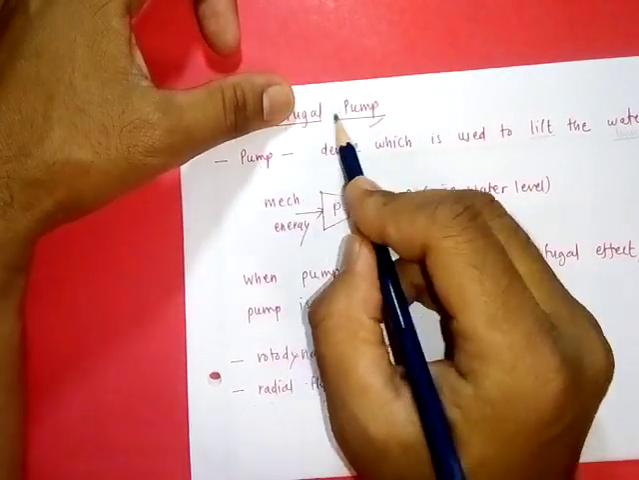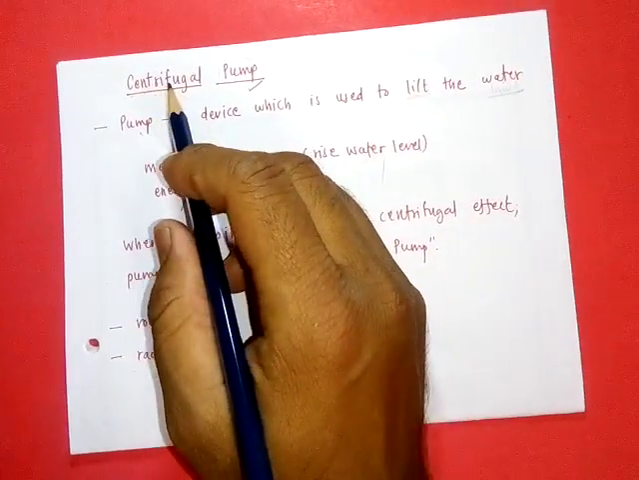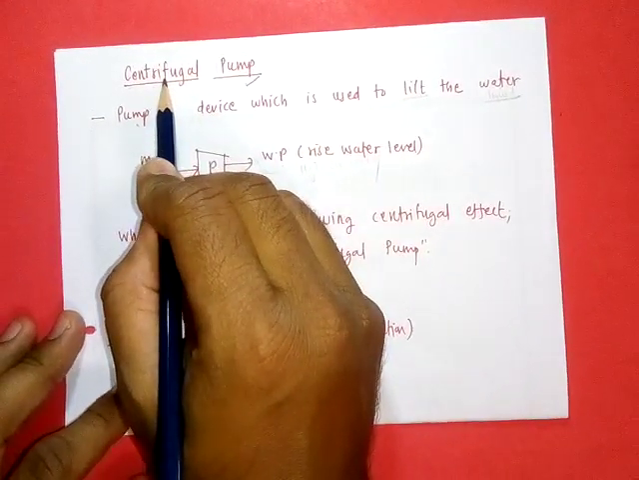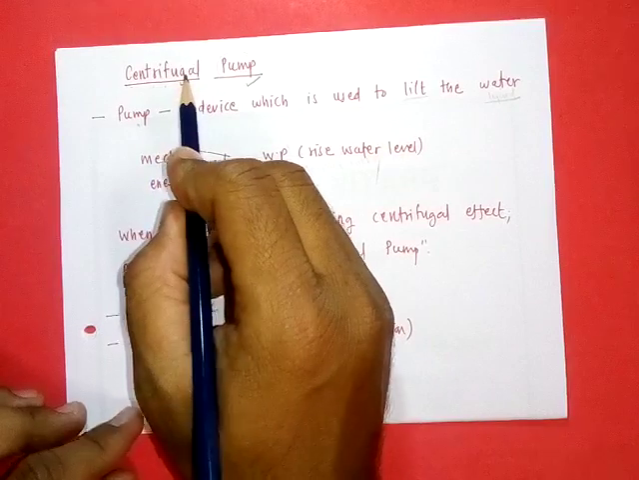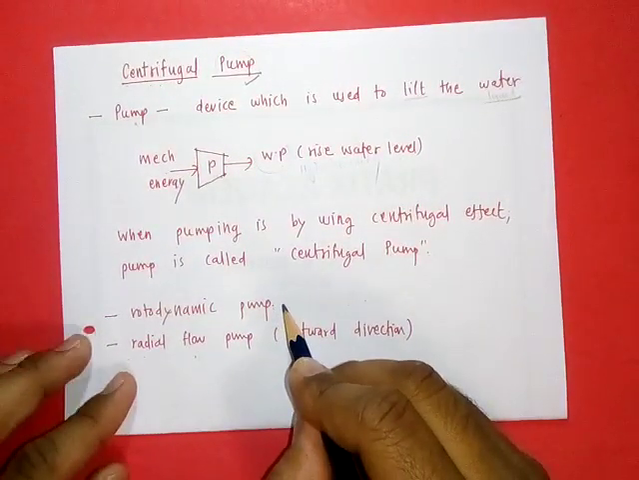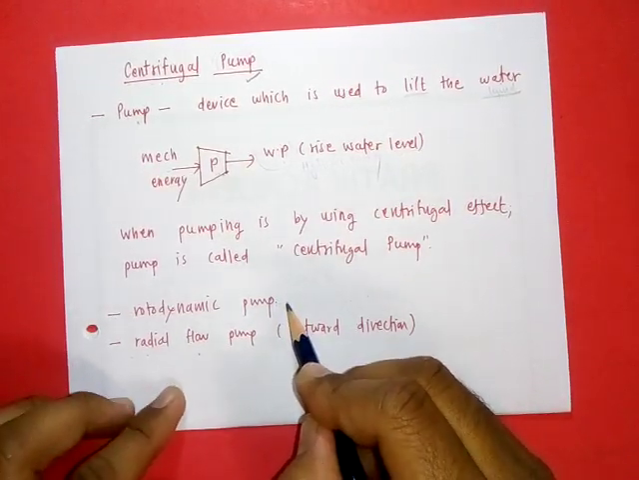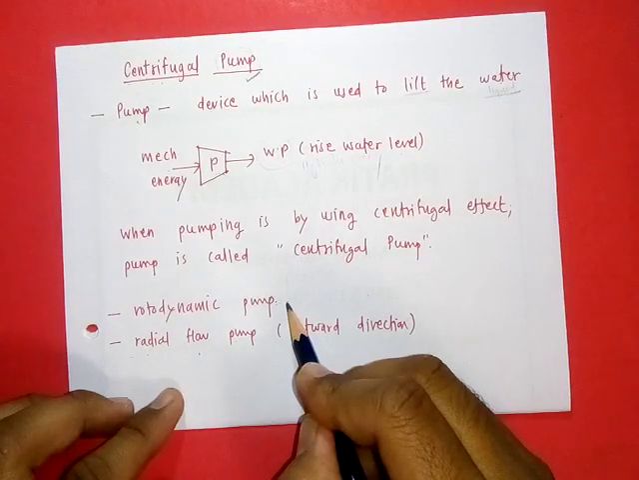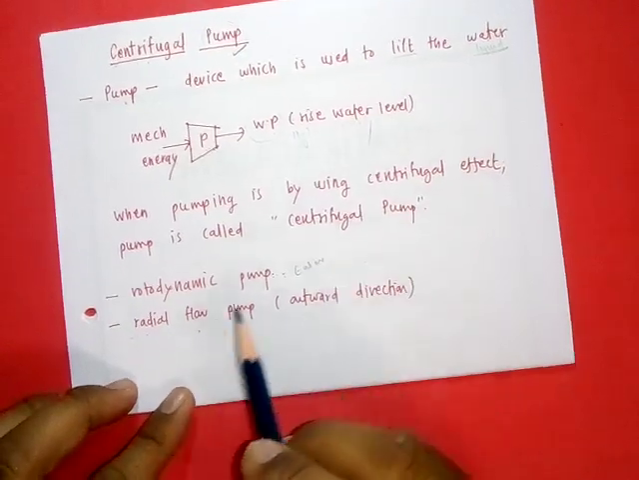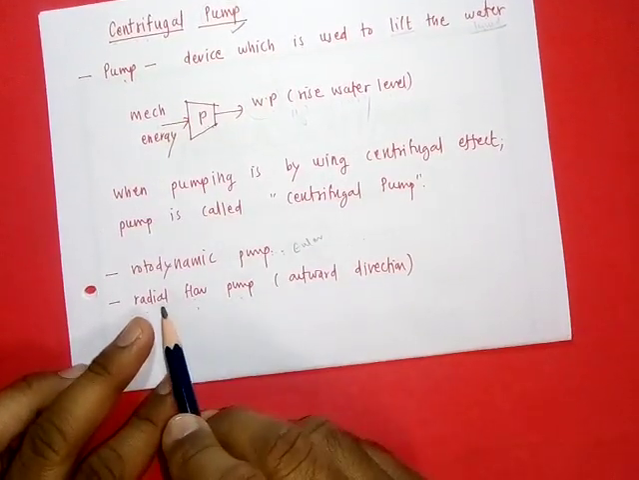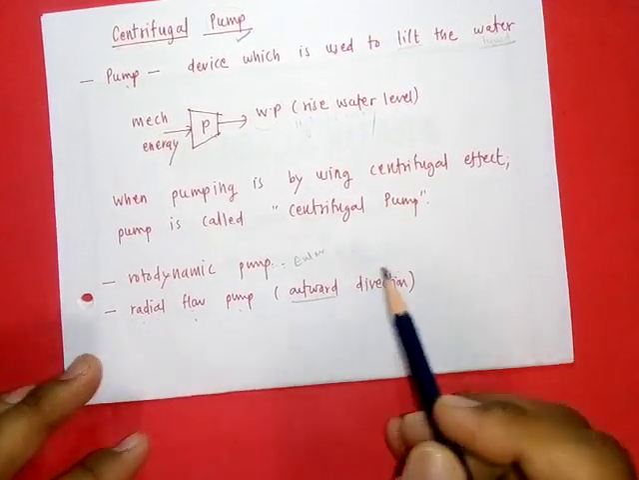Then what is a centrifugal pump? If the pumping is carried out by using centrifugal effect, then it is called a centrifugal pump. Basically, a centrifugal pump is a rotodynamic pump. That means the pumping action or energy transformation takes place due to rotodynamic action of the rotor or impeller. Euler's equation is applicable here. Then this is a radial flow pump. It means the flow from the impeller is in radial outward direction.